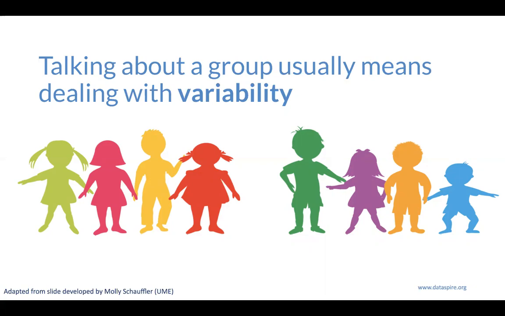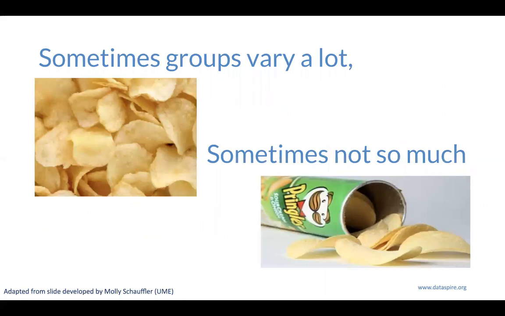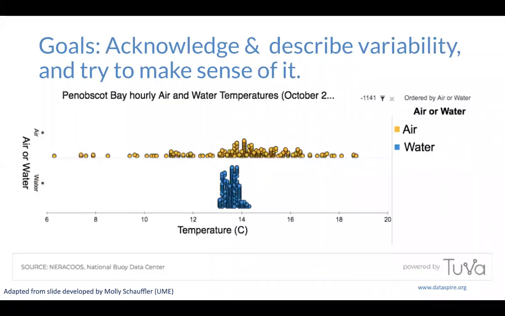And working with that variability as we're working through data is an important component. It's important to note that sometimes groups can vary a lot, like a bag of Cape Cod potato chips, but sometimes they don't vary very much, like a box of Pringles, right? So how much the groups vary, when you're just looking at within themselves or compared to another variable, is something that we need to account for and think about when we're working with data. So oftentimes a component of working with data and being able to articulate what the data are comes down to the fact that we need to acknowledge and describe that variability as part of trying to make sense of the data to answer our question.